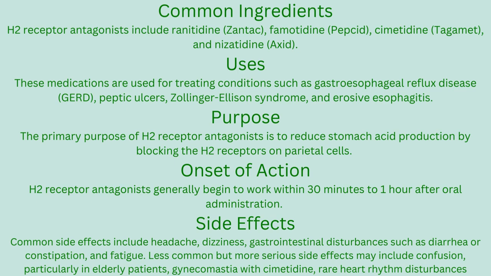Purpose: the primary purpose of H2 receptor antagonists is to reduce stomach acid production by blocking the H2 receptors on parietal cells. Onset of action: H2 receptor antagonists generally begin to work within 30 minutes to 1 hour after oral administration. Common side effects include headache, dizziness, gastrointestinal disturbances such as diarrhea or constipation, and fatigue.